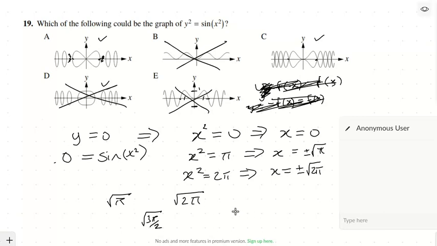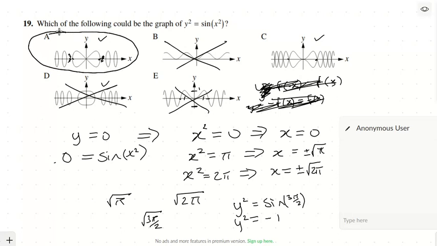Let's see what happens. We're going to get y squared equals the sine of 3 pi over 2. And what is the sine of 3 pi over 2? Well, it's negative 1. You get y squared is negative 1. And that doesn't have any real solutions, does it? And that's why you're not going to get any values there. And that's why the answer is A.